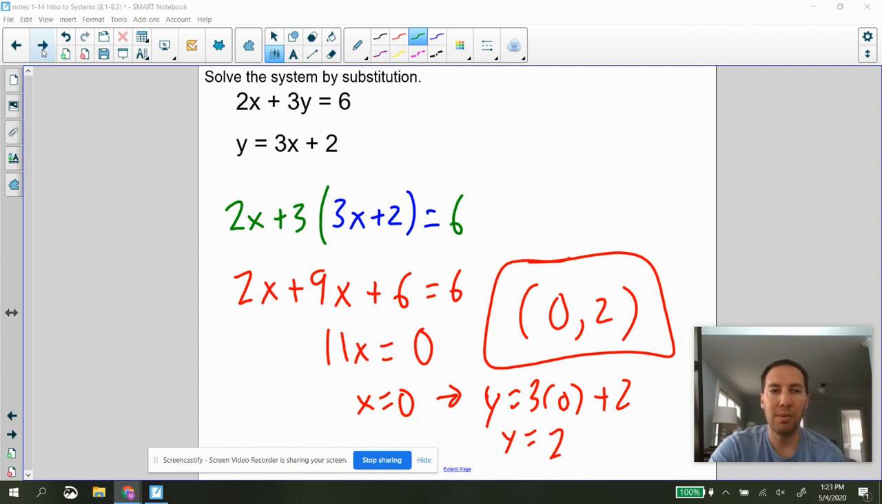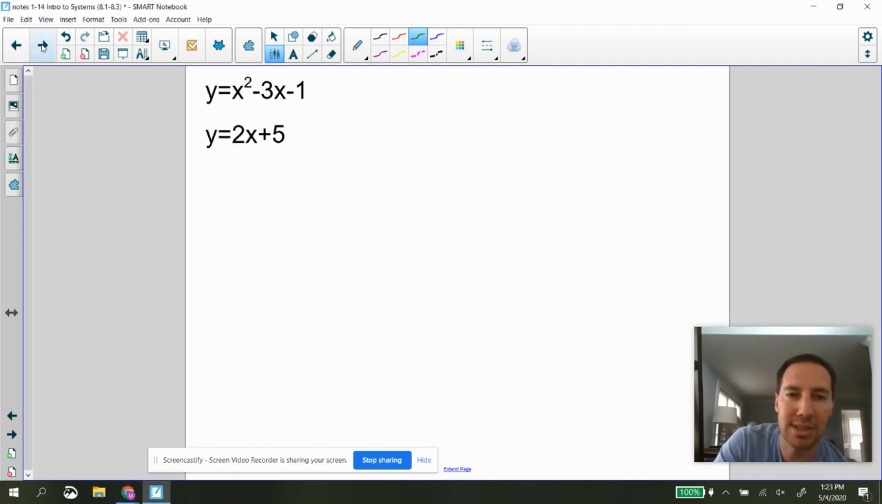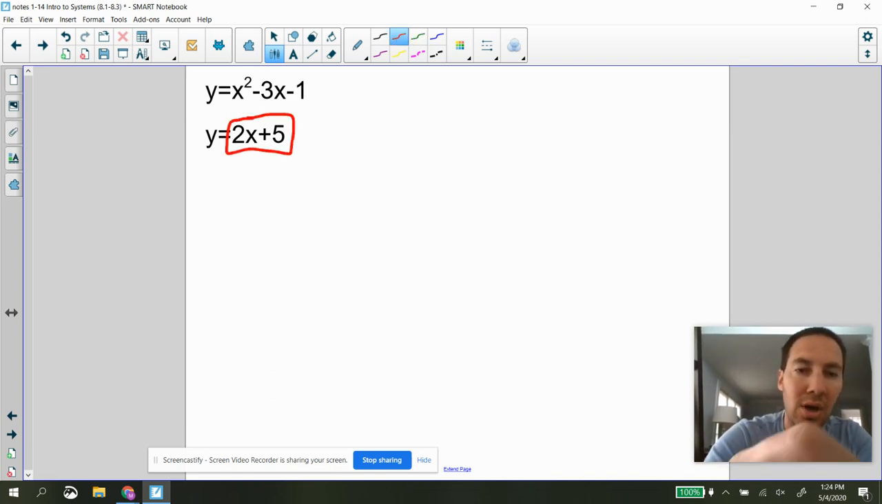All right, what if we make it a little bit more interesting? Whew, x squared. Same idea here. We're going to take what y equals. Also could do this with x. Plug it in here. So this turns into 2x plus 5 equals x squared minus 3x minus 1.